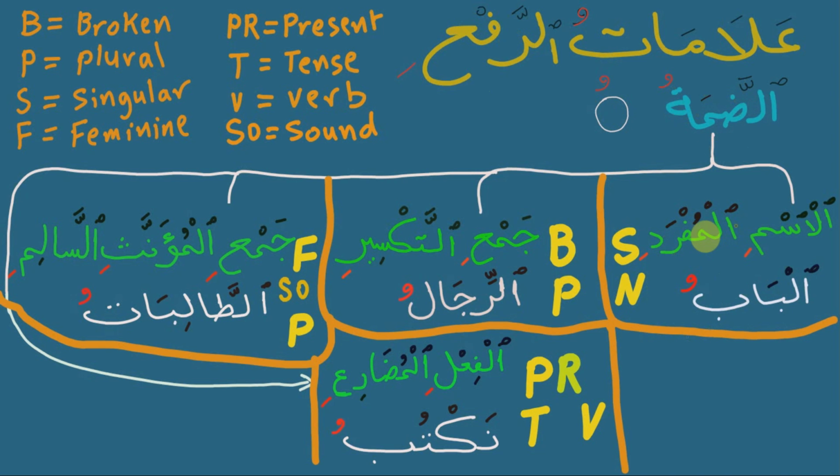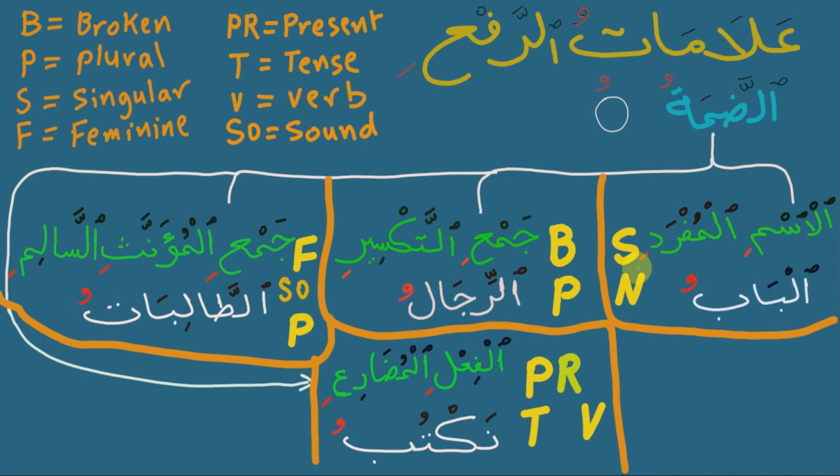So we covered the singular noun. You can read the definition of these letters here and here. I put them there. So the singular noun, which is al-ism al-mufrad. Now notice I put the red diacritics here. These are at the ends of these nouns and this verb. And that's what Arabic grammar is about, the changing of these movements.